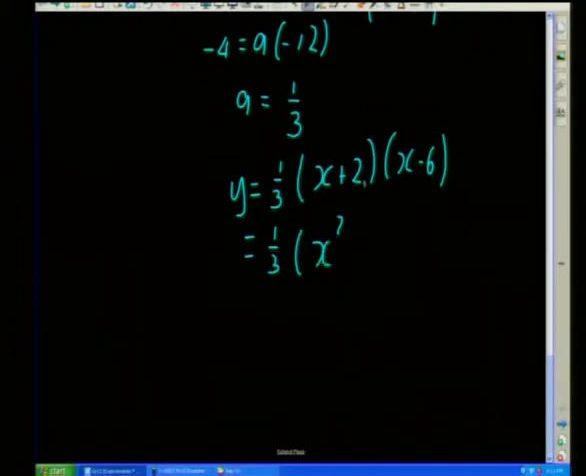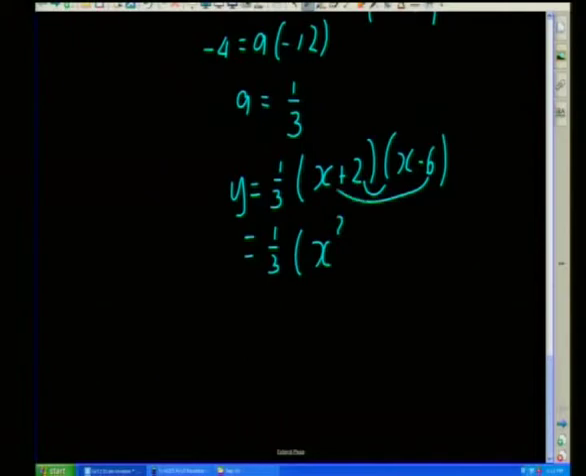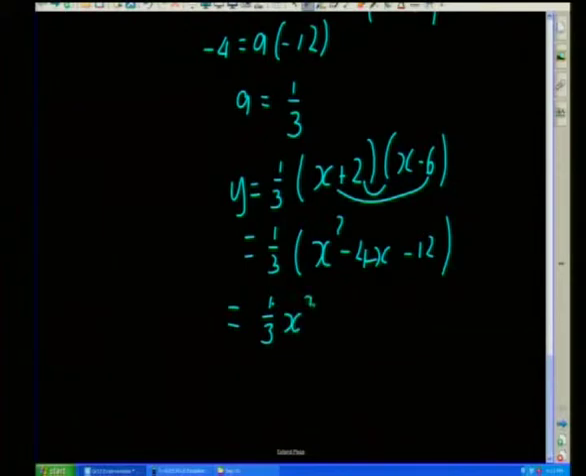out. Plus 2x minus 6x is going to give me minus 4x. And then plus 2 times minus 6 will give me minus 12. Times your 1 over 3 into that bracket, and you're going to get a third x squared minus 4 over 3 x and minus 4.